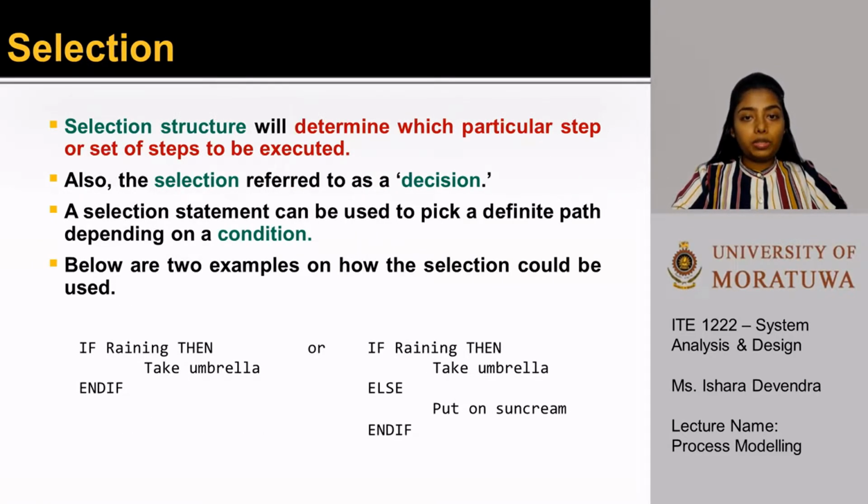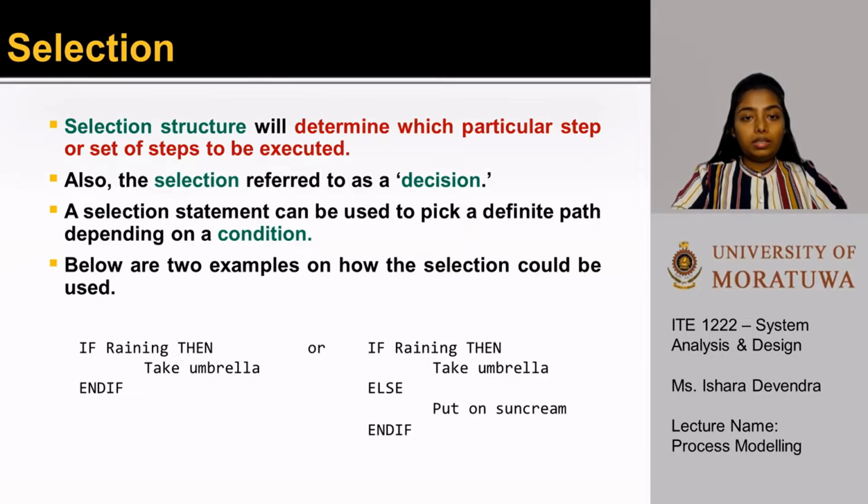Next one is selection. The selection structure will determine which particular step or set of steps to be executed. Also, the selection is referred to as a decision. A selection statement can be used to pick a definite path depending on a condition. Below are two examples of how the selection could be used. In the first example, you can see, if raining, then take umbrella, and then end if.